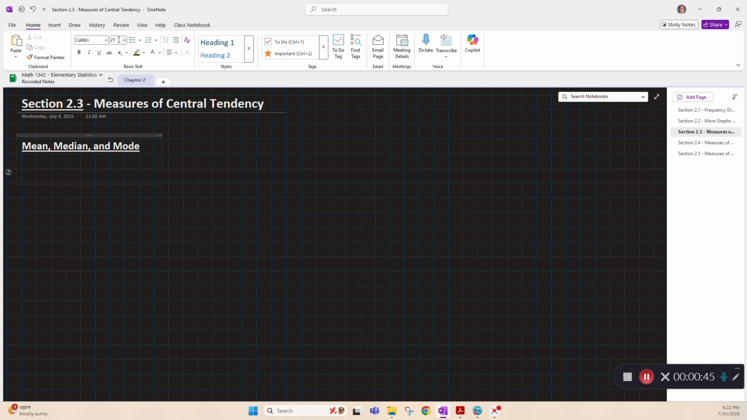So we're going to talk about the mean first, because I'm mean like that. The mean of a data set is the sum of the data entries divided by the number of entries. Now, that's the formal definition.